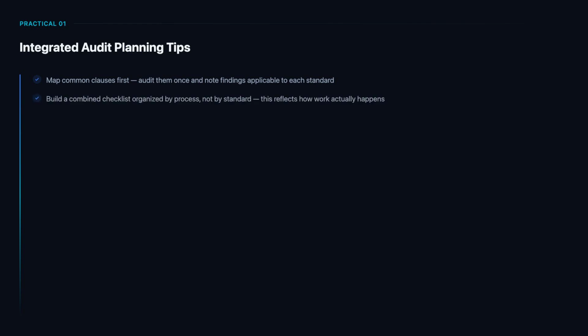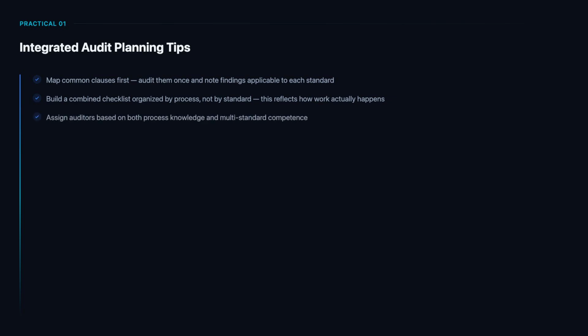Build your audit checklist organized by business process rather than by standard clause number. When you audit the production process, check quality controls, environmental aspects, and safety hazards together. This reflects how work actually happens and gives you a much more realistic picture of management system effectiveness.